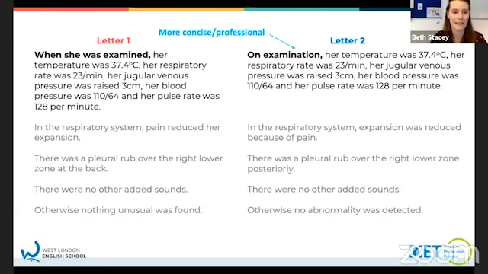If we look at the second paragraph, we've got one of my favorites, "on examination," which is short, only 2 words, and very concise. So you can use that instead of "when she was examined." And if you have writing at home and you've got something like letter 1, go through your own writing and cross things out, put something different, just to try and make it more professional, more concise, make it clearer. Anything that you're doing, you can make better using higher level vocabulary and grammar.